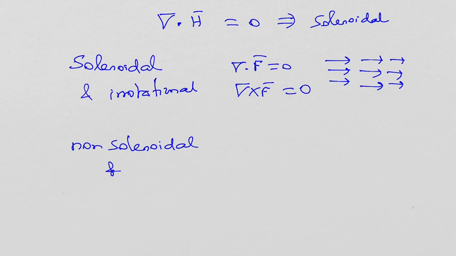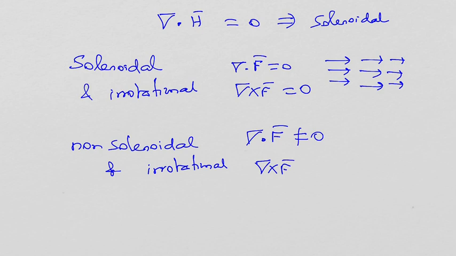There is one more category, non-solenoidal and irrotational. From the previous definition, you would have guessed it. Del dot F is not equal to 0, so non-solenoidal. Irrotational, del cross F is equal to 0. Then you can find out that the arrow marks, it diverges like this. It is expressed as a field that emerges out.